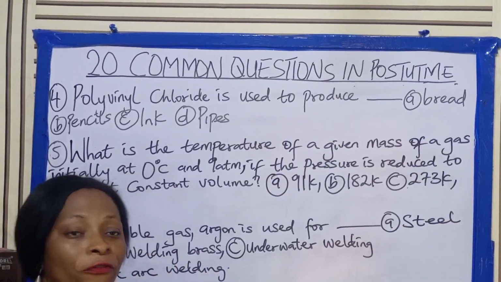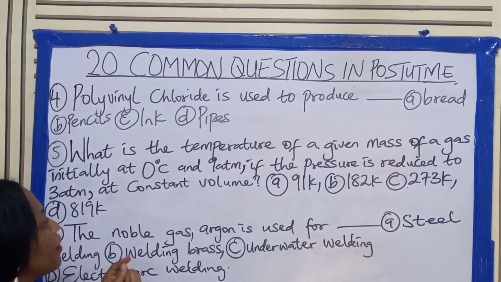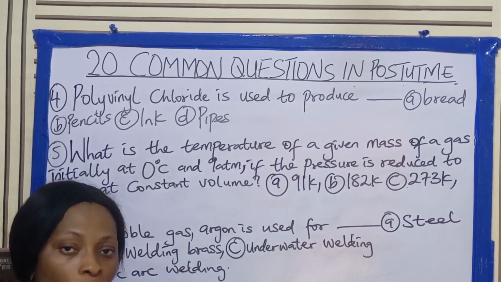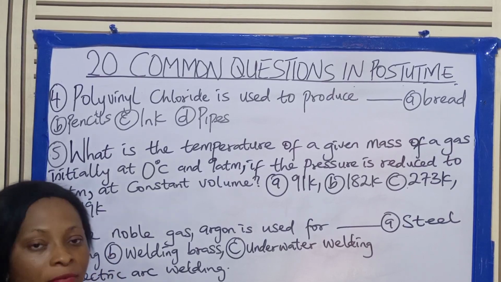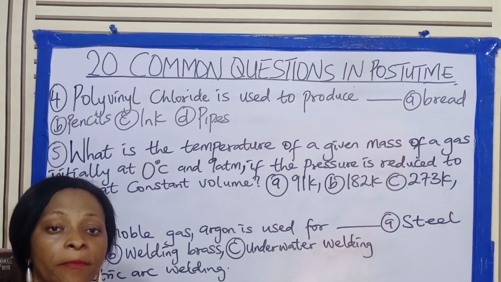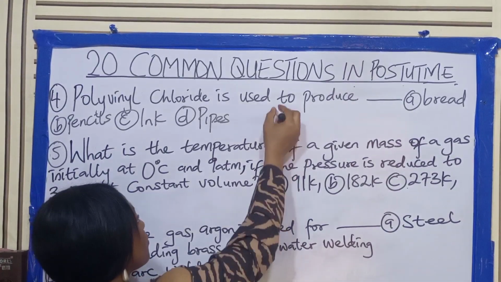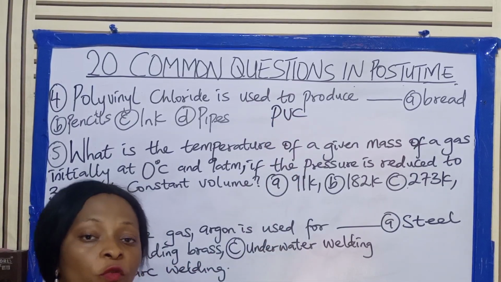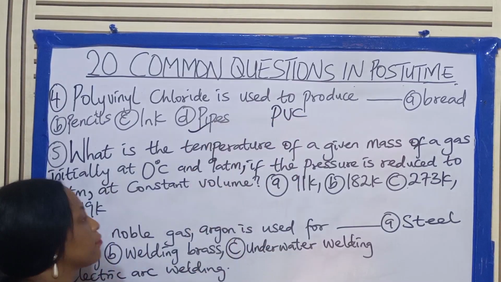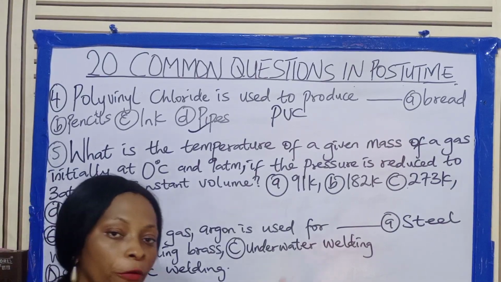Let's look at question 4. Polyvinyl chloride is used to produce what? Bread, pencils, ink, pipes. Polyvinyl chloride is the popular PVC, and PVC is used to produce pipes. The pipes you use in the plumbing system in your house.